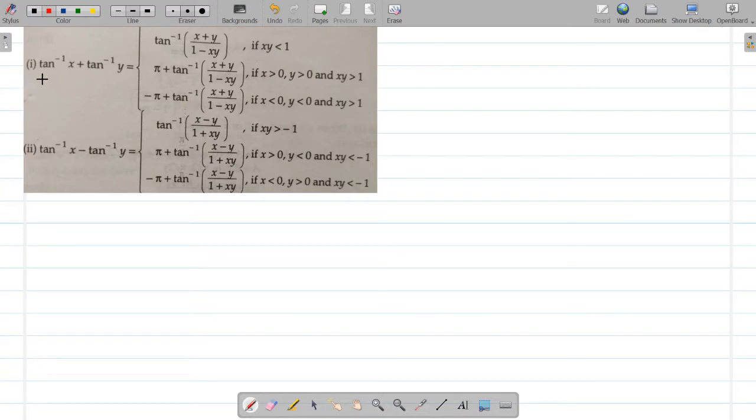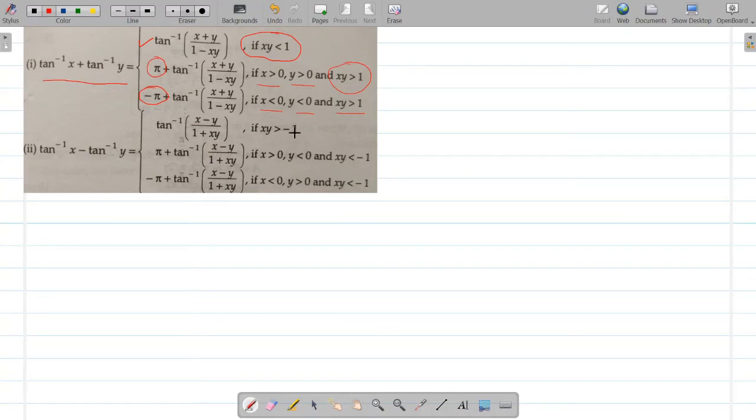So the first formula we have already studied, the tan inverse of x plus tan inverse of y. This is tan inverse of (x plus y) upon (1 minus xy) when x into y's value is less than 1. When x into y is greater than 1 and x is greater than 0, y is greater than 0, in that case we add pi. When x is less than 0, y is less than 0, xy is greater than 1, we subtract pi there. Now similarly, the other formula of tan inverse of x minus tan inverse of y, we can develop here.